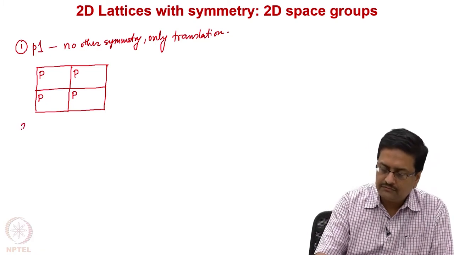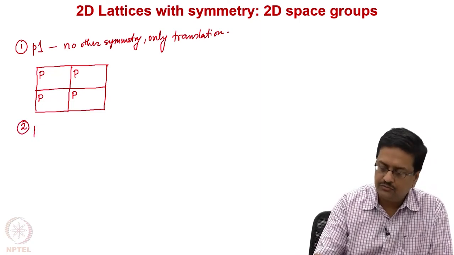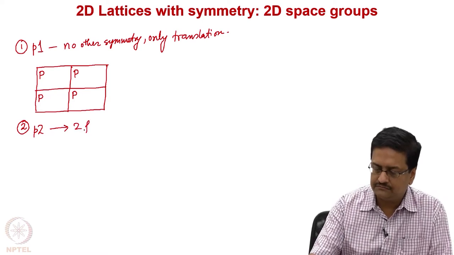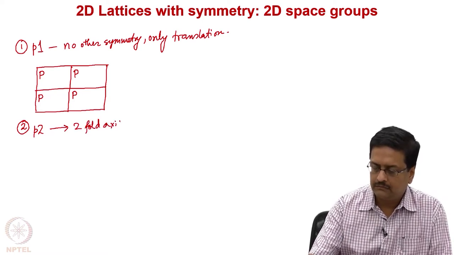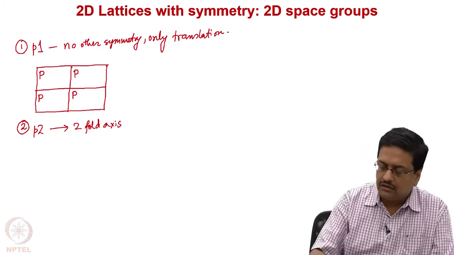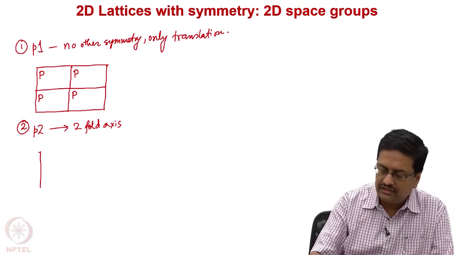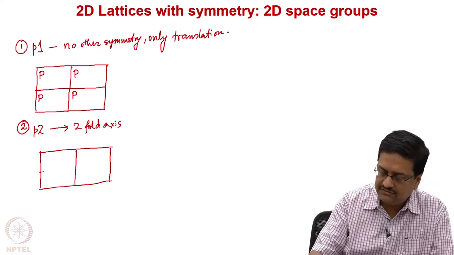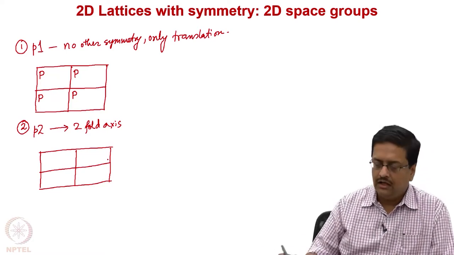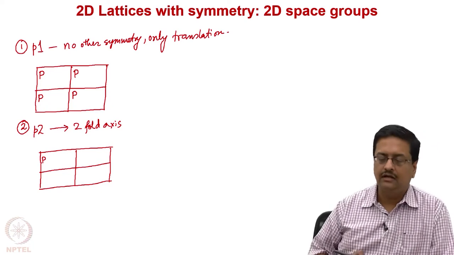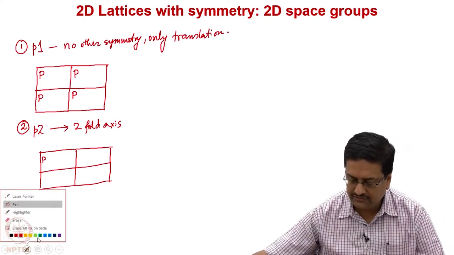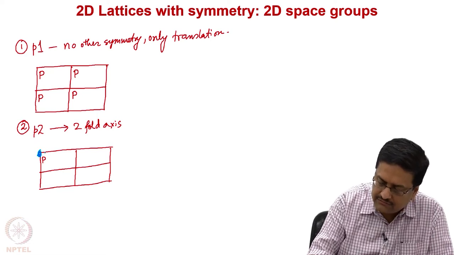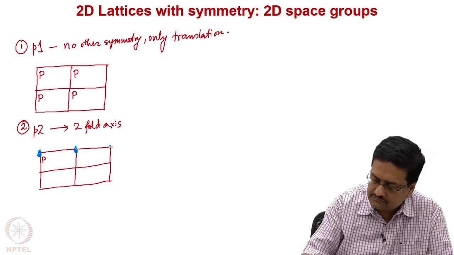The second type of 2D lattice has a space group small p2, which indicates it has a twofold axis of rotation. This twofold axis of rotation is important to generate the symmetry related objects around it. So I am again drawing 4 unit cells like this, and then I have my object P here, and the symmetry element that we have here is twofold axis. So I am putting this twofold axis at every corner of the lattice of the unit cell.